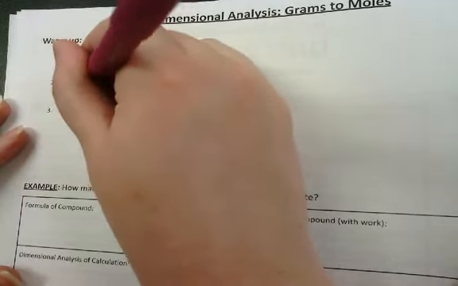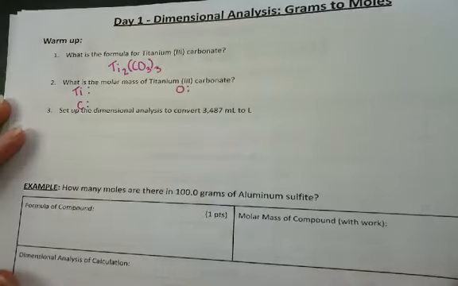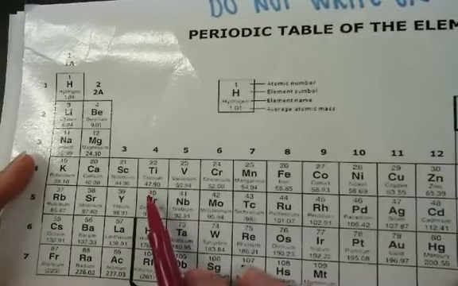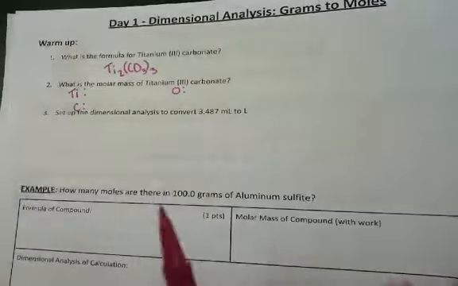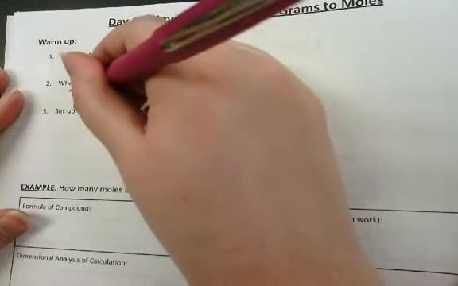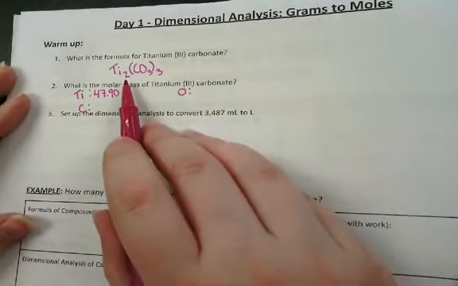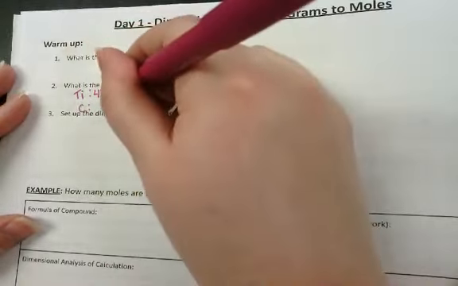So I'm going to separate it into the elements. So titanium, carbon, and then oxygen. So we're going to look at our periodic table and find titanium. So titanium is over here. And the molar mass of titanium is 47.90. So we're going to write 47.90. And then how many titaniums are there? Well, there's 2 titaniums in titanium 3 carbonate. So we're going to multiply this 47.90 by 2.